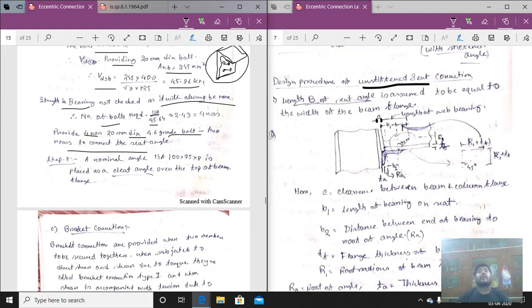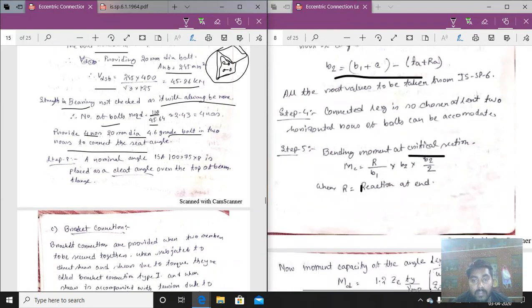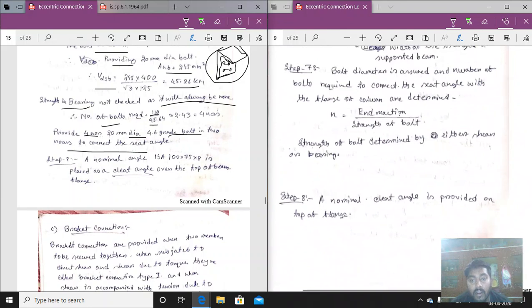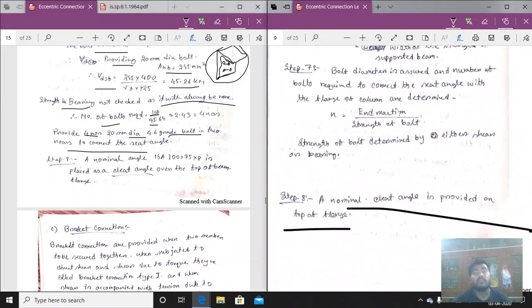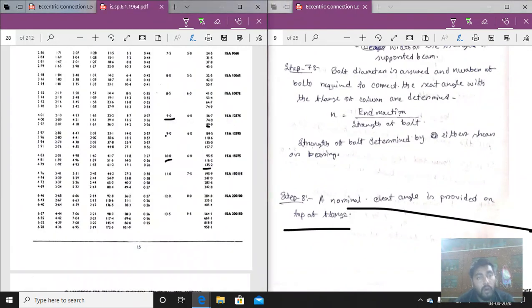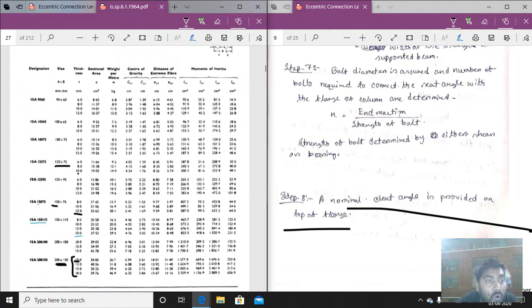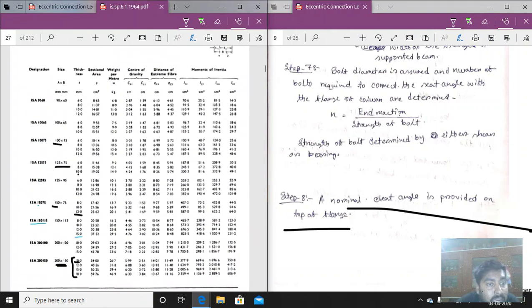Now, as I have told you in step number 8 that we have discussed, a nominal cleat angle is provided on the top of the flange. So we can take a nominal angle, on the higher side. I will always suggest taking an angle on the higher side. We are taking an angle 100 into 75.